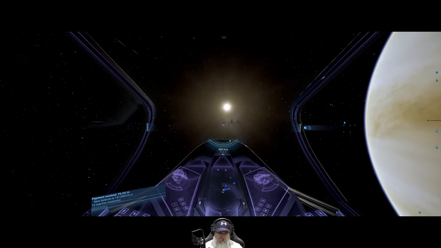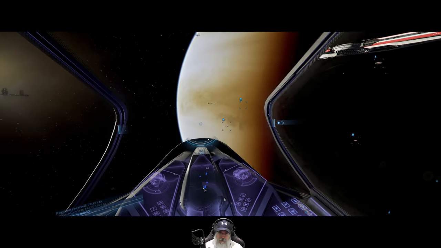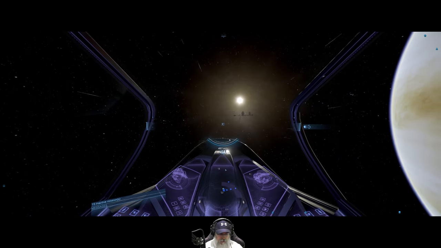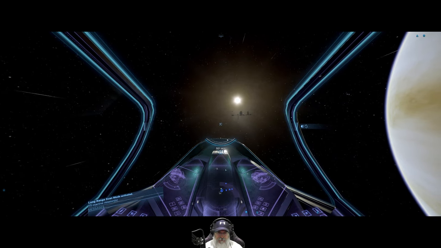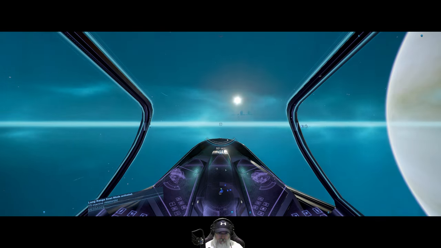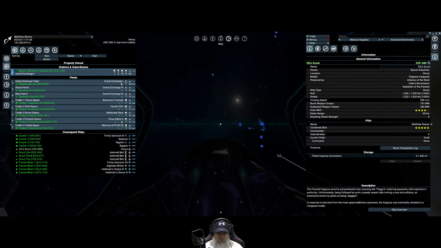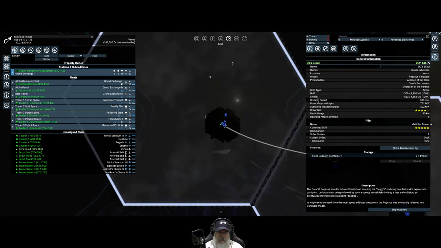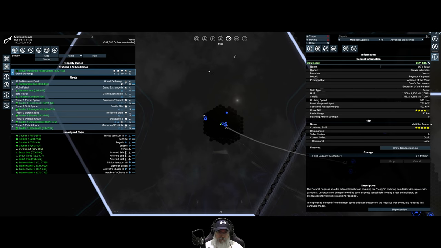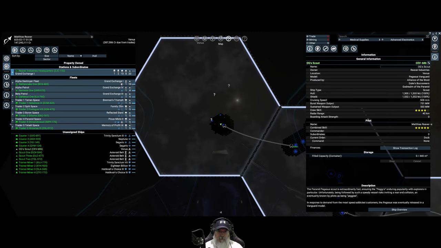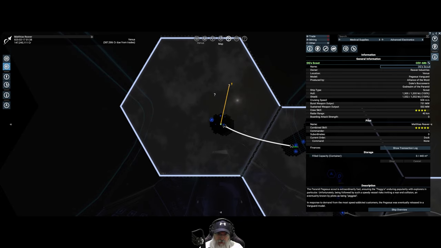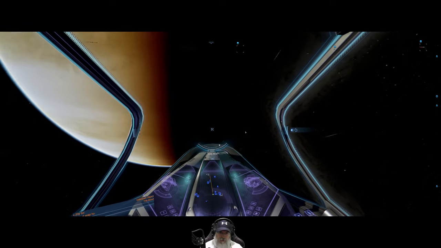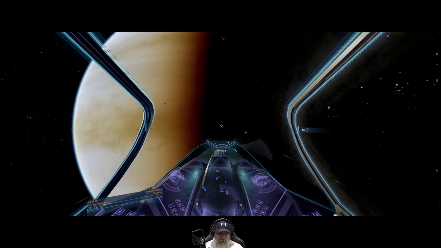Entering Venus. Venus, okay. There's Venus. Let's do a long range. Terran construction vessel. That's an unknown object, so it's probably either a satellite or a gate. Let's go that direction. I think it's a gate.